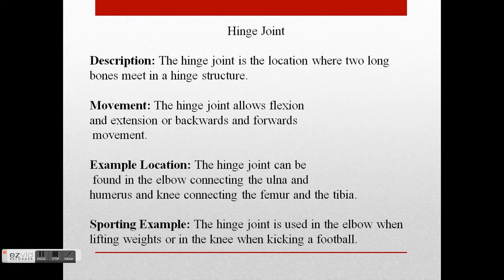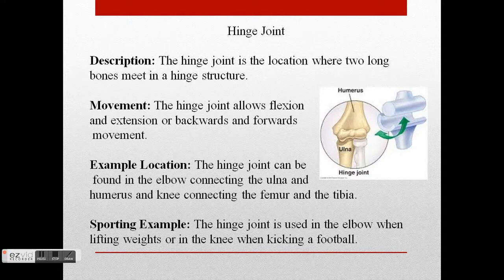The hinge joint is the location where two long bones meet in a hinge structure. The hinge joint allows flexion and extension, or backwards and forwards movement. The hinge joint can be found in the elbow, connecting the ulna and humerus, and the knee, connecting the femur and the tibia. The hinge joint is used in the elbow when lifting weights or in the knee when kicking a football.